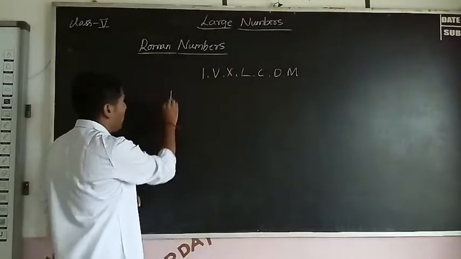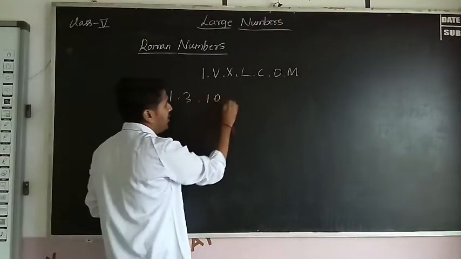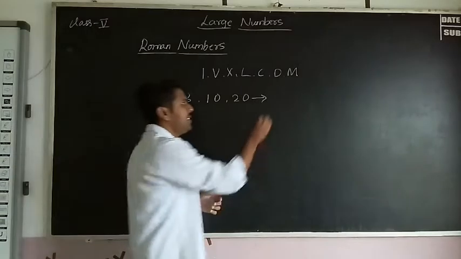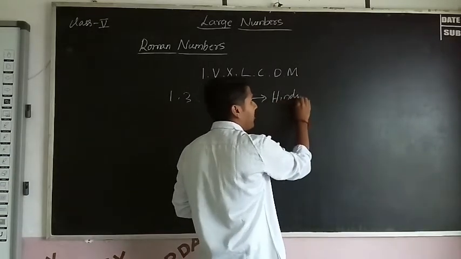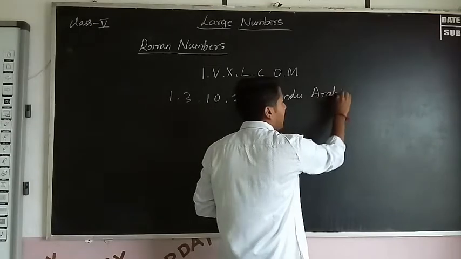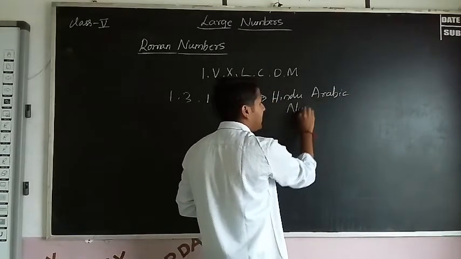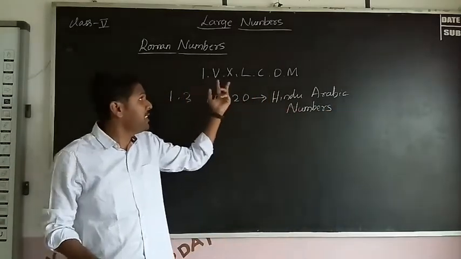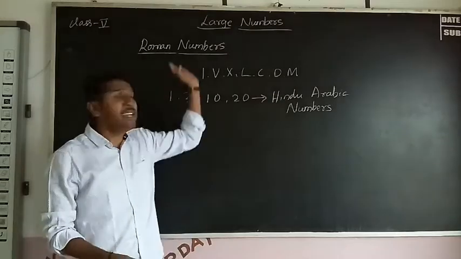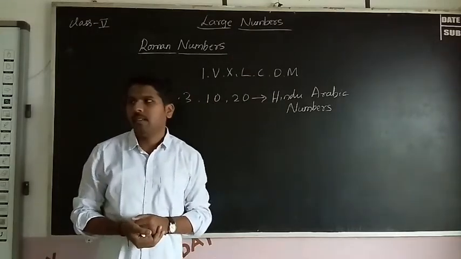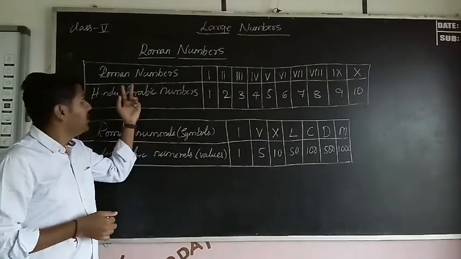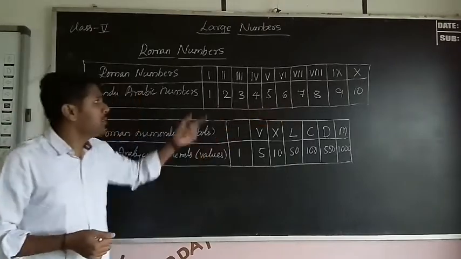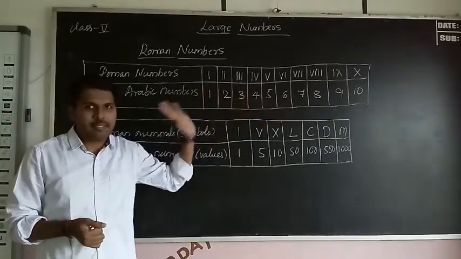So what are the numbers we use day to day? 1, 3, 10, 20. These are Hindu-Arabic numbers. But by using these 7 letters of English, we can write the Roman numbers. See here, these are the Roman numbers and these are the Hindu-Arabic numbers that we use day to day. These are a few numbers that I have written here.